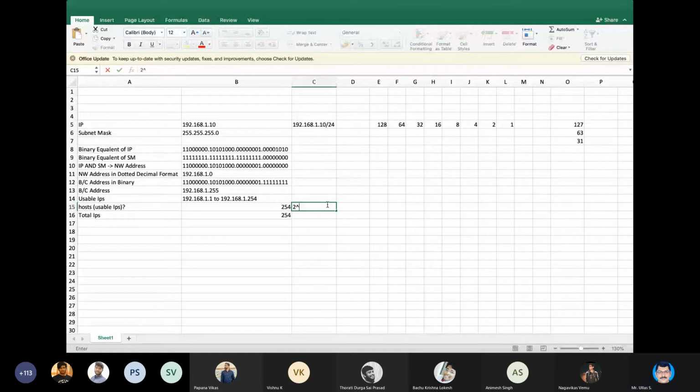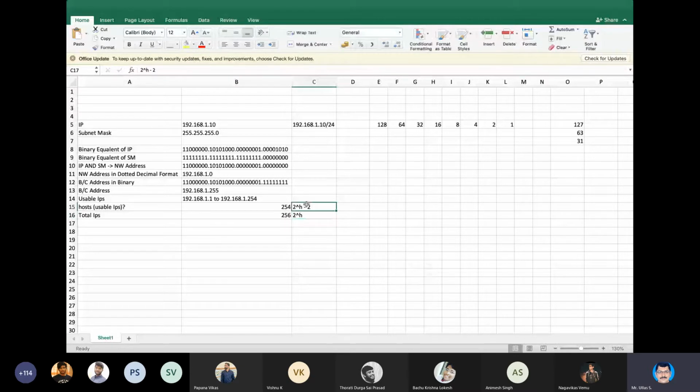Okay. And total IPs are 256. So this is 2 raised to h. Okay. 2 raised to h. Are these equations clear, guys?